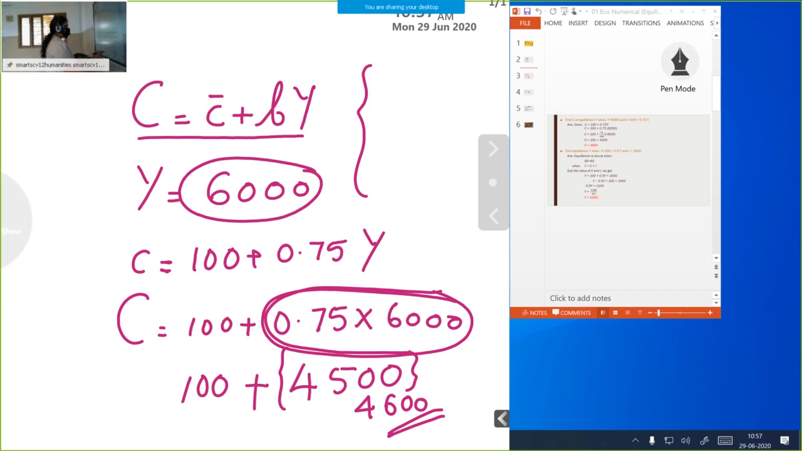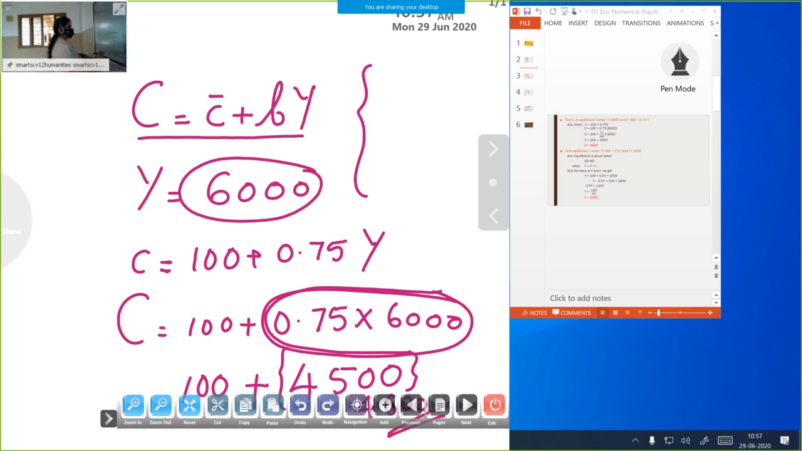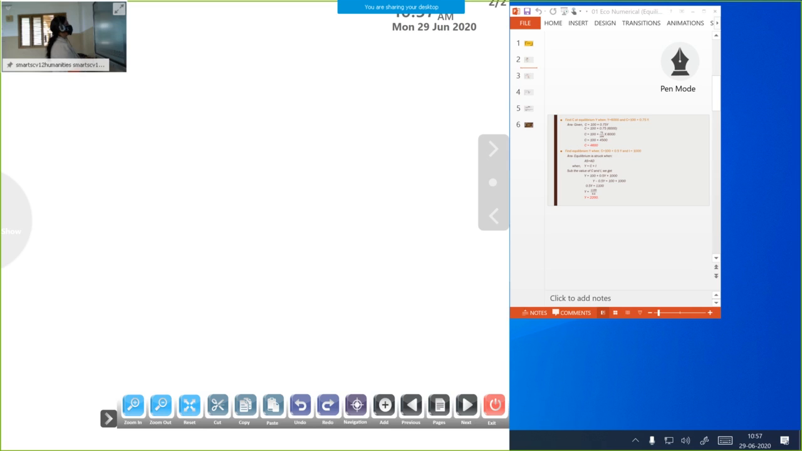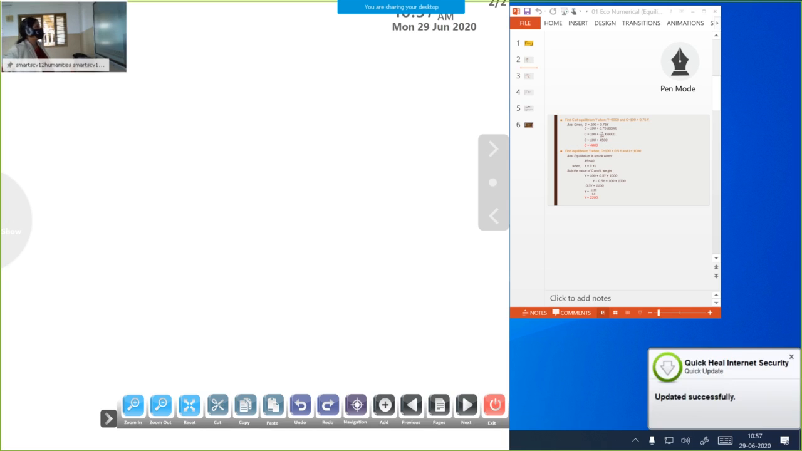Okay. Next question. Here the question is find equilibrium Y. The equilibrium level of Y we have to find. Just write the question: find equilibrium Y when C is equal to 100 plus 0.5 Y and I is equal to 1000. So equilibrium Y we have to find out.